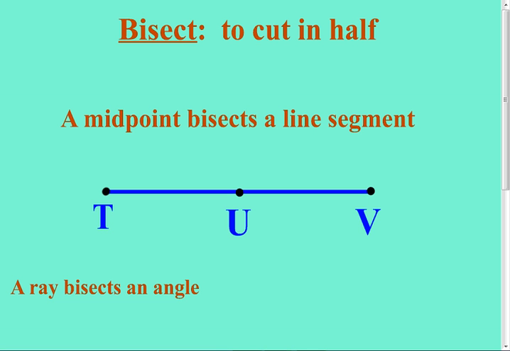Okay. One last word, bisect. A midpoint bisects a line segment. You guys ride bicycles? How many wheels? Two. Cut into two equal pieces.